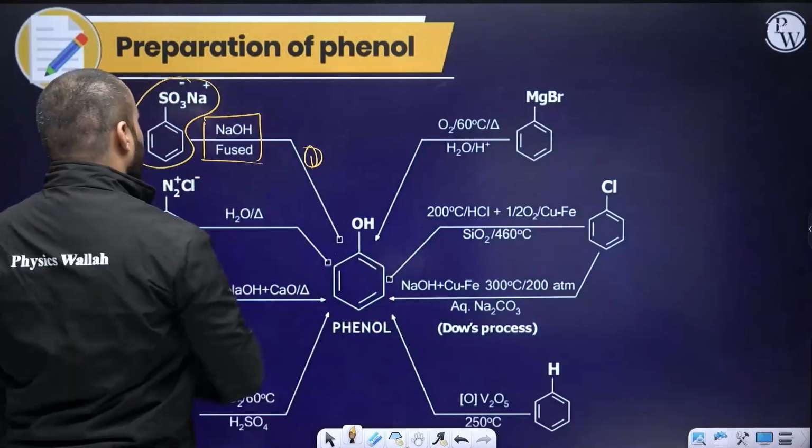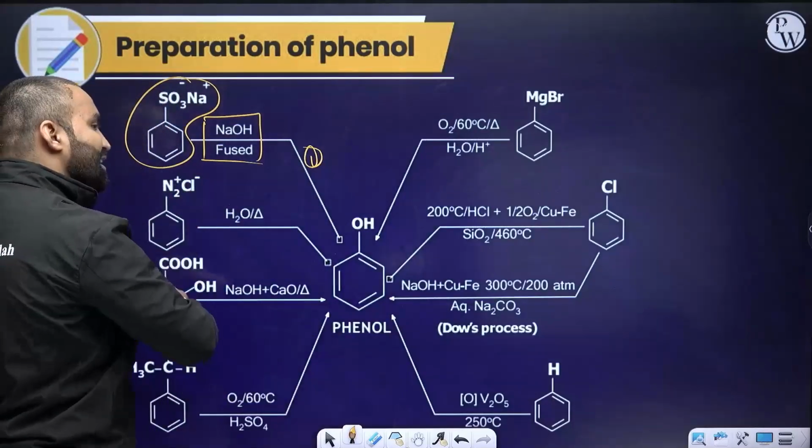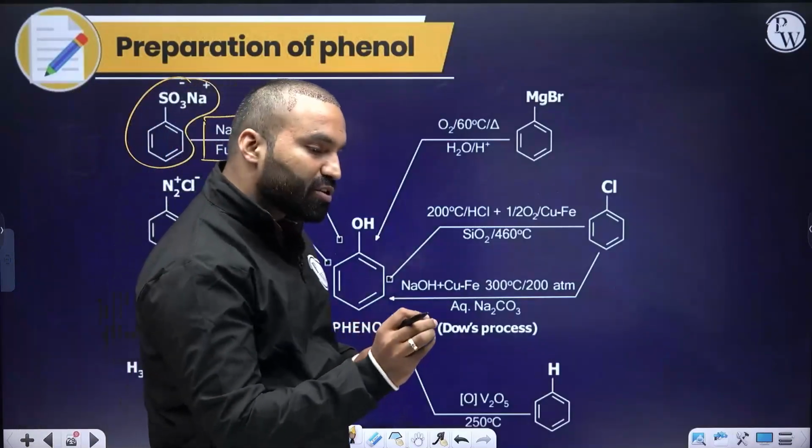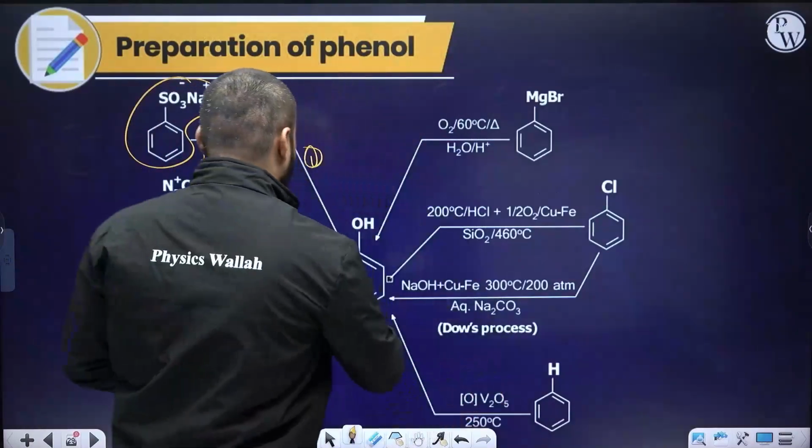Number 1. Diazonium salt reaction. These are various repeated reactions. Diazonium salt upon treatment with water, you have to just warm it. You will obtain phenol as the product.